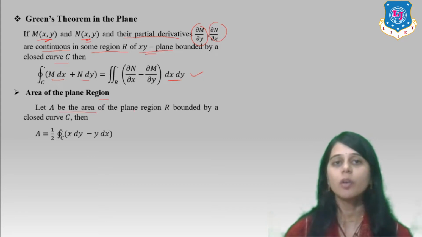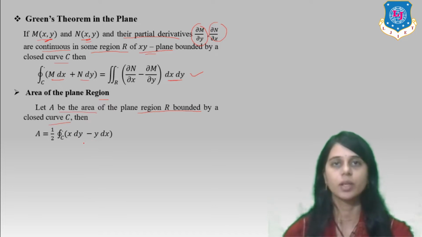Let A be the area of the plane region R bounded by the closed curve. We write area equal to 1 by 2 times the integration over the closed contour of x dy minus y dx.